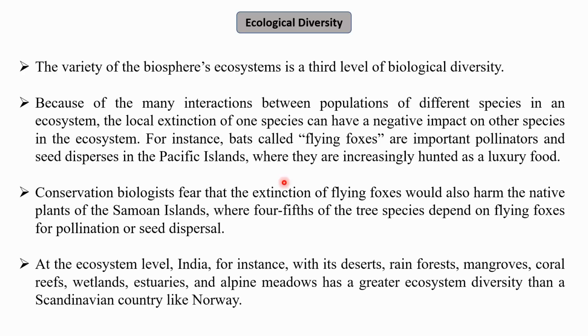At the ecosystem level, India, for instance, with its desert, rainforest, mangroves, coral reefs, wetlands, estuaries, and alpine meadows, has a greater ecosystem diversity than a Scandinavian country like Norway. So this is just a simple comparison: at the ecosystem level, India has a very rich, great ecosystem diversity as compared to Scandinavian countries like Norway.